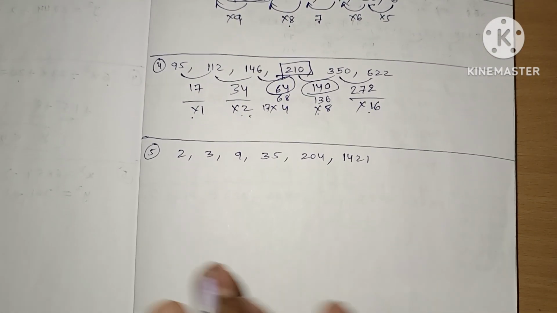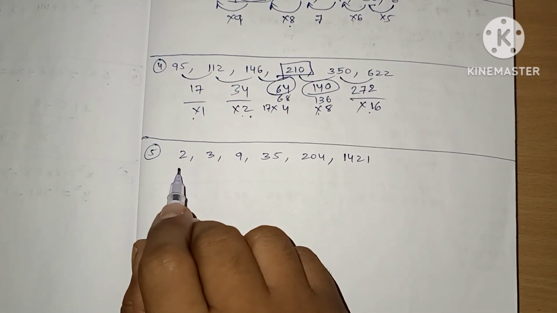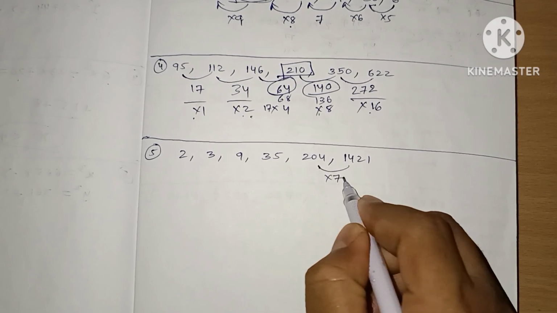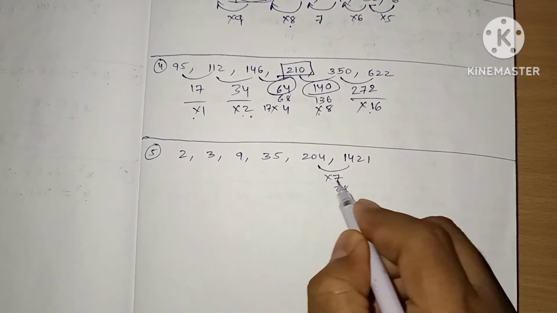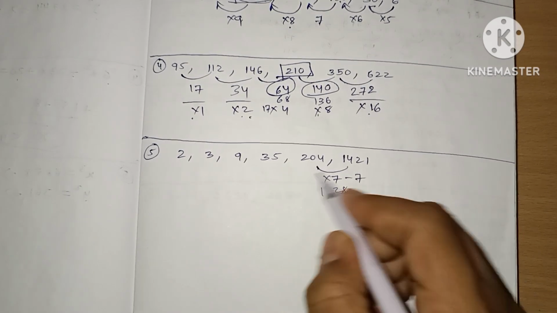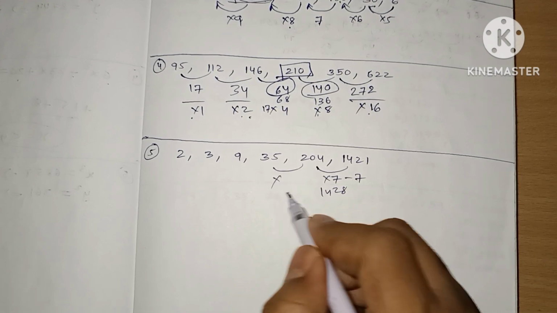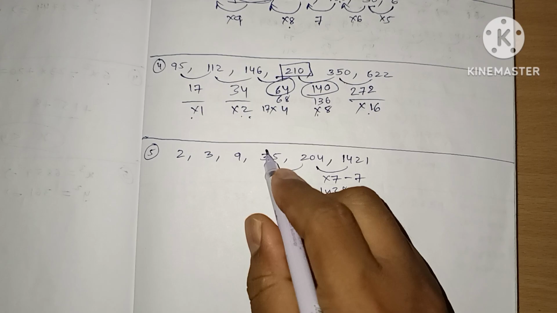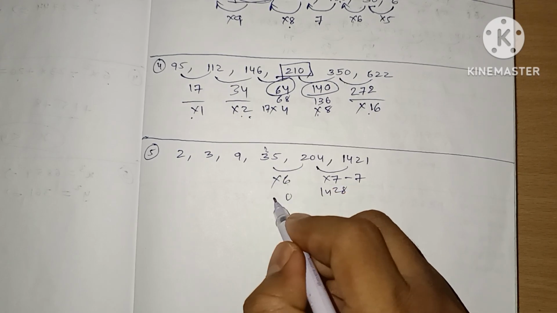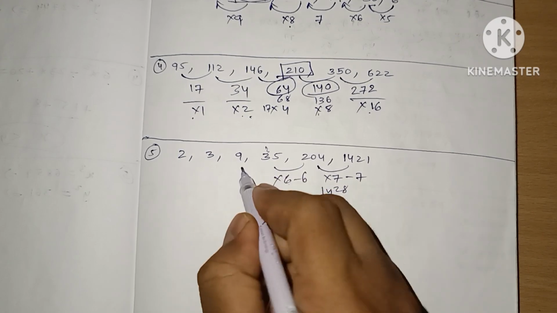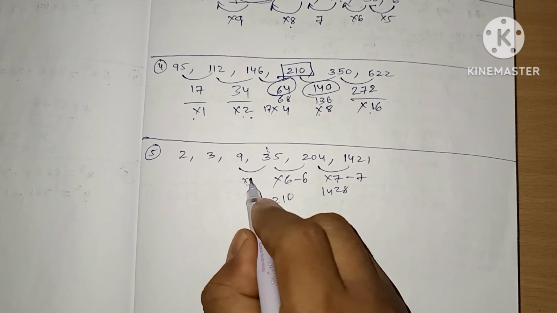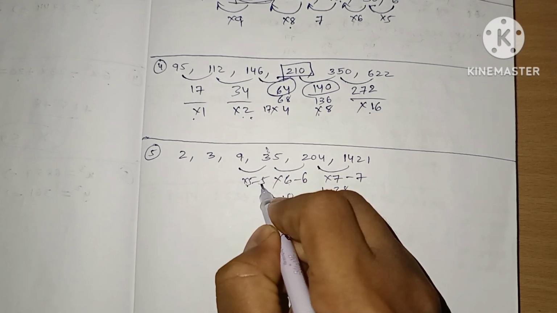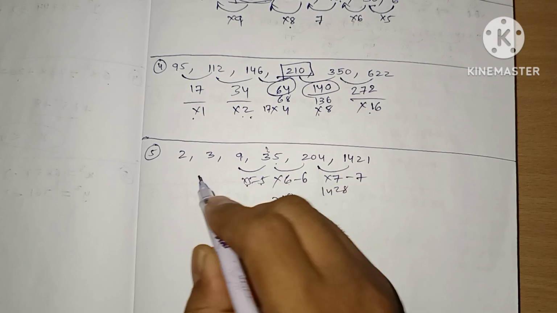Okay, next question. Here it is clear that it is into 7. 7 4 times is 28, 7 14 28 minus 7. So here it is into nearly 6 times. 6 5 times is 30, 6 3 times 18 and 3 2 1 0 minus 6. So it must be into 5 minus 5. 9 5 times is 45. 45 minus 5 will be 40.